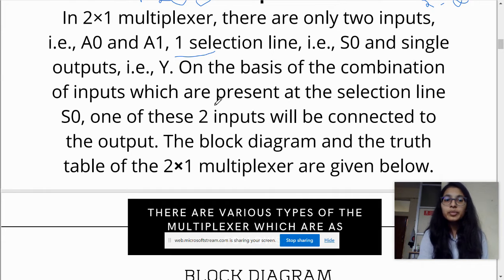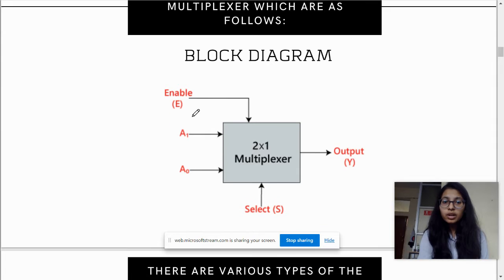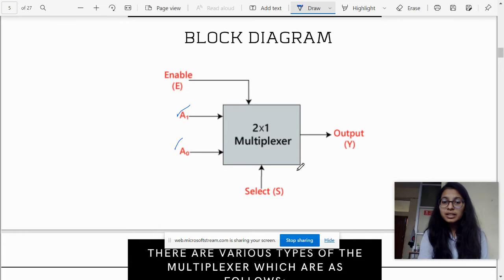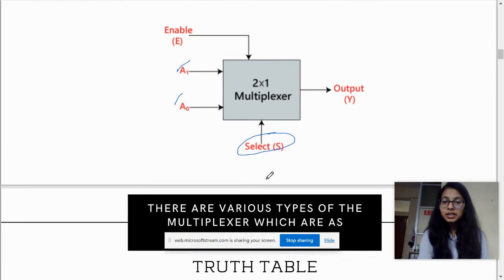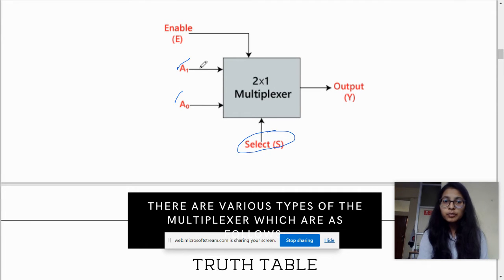So on the basis of the combination of inputs present at the selection line S0, one of these two inputs will be connected to the output. So in a multiplexer, always either A1 would be the output or A0 would be the output. It basically depends on the input of the selection line. It could be either 0 or 1. Depending on that, the output would either be A0 or A1.